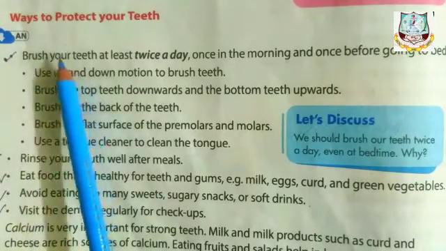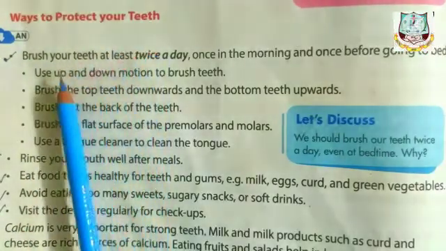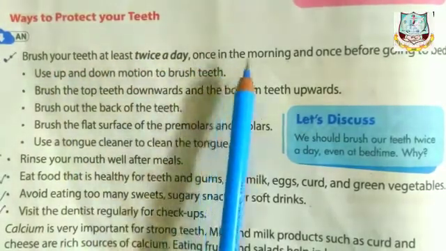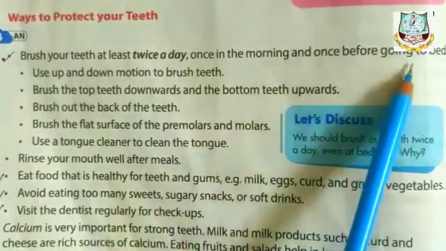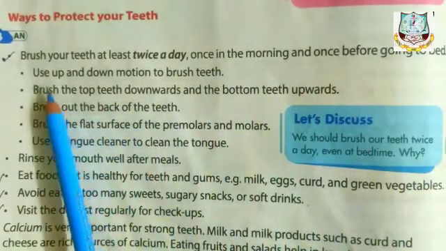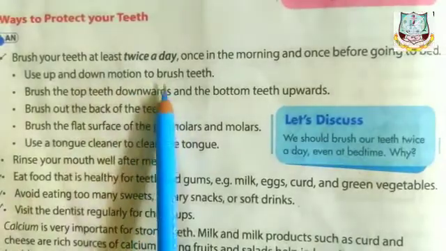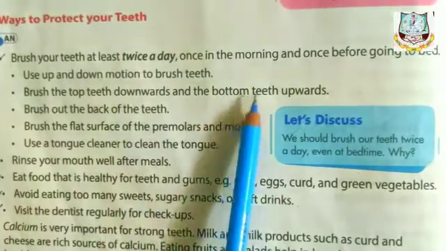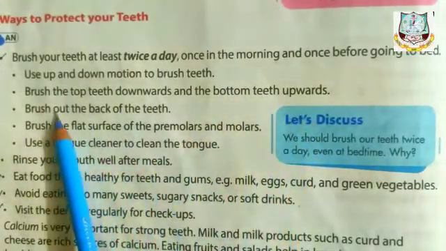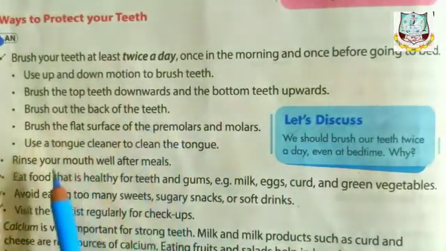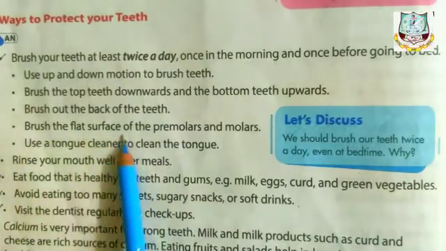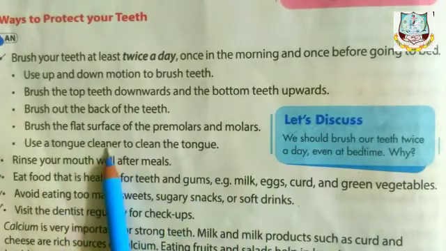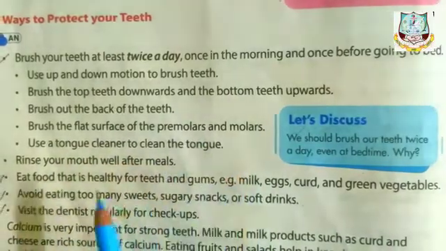Next, ways to protect your teeth. Brush your teeth at least twice a day, once in the morning and once before going to bed. Use an up and down motion to brush teeth. Brush the top teeth downwards and the bottom teeth upwards. Brush the back of the teeth. Brush the flat surface of the premolars and molars. Use a tongue cleaner to clean the tongue.